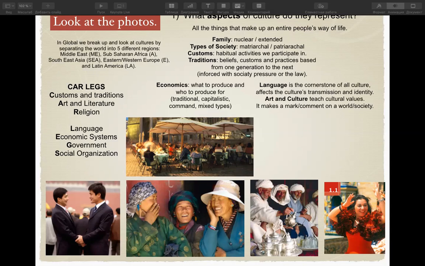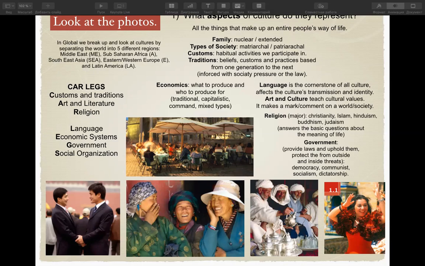Art and literature teach cultural values, and this aspect makes a mark or a comment on the world or on society. Religion: the major religions in the world are Christianity, Islam, Hinduism, Buddhism, Judaism. And religion usually answers the basic questions about the meaning of life. Okay, and the last one is government. It provides laws and upholds them, protects them from outside and inside threats, and it can be democracy, communist, socialism, and dictatorship.